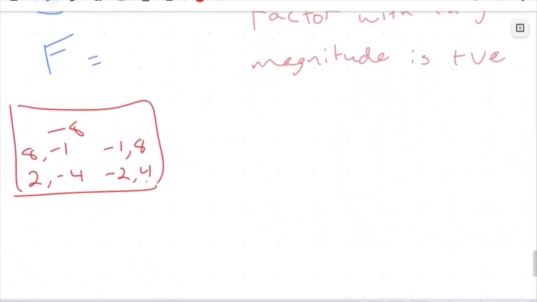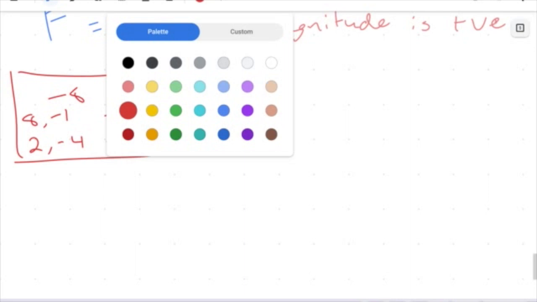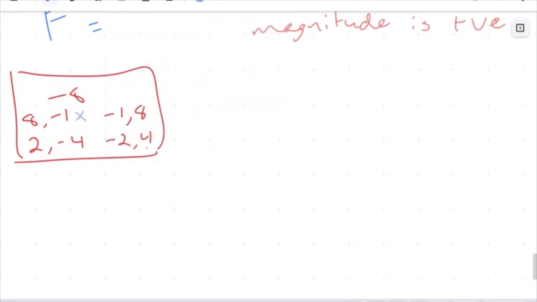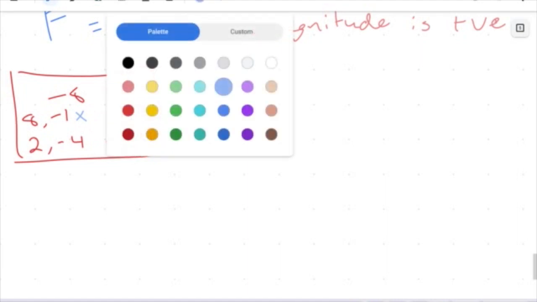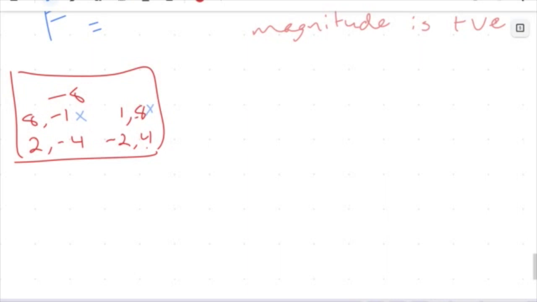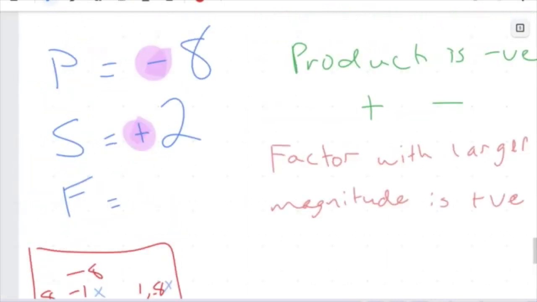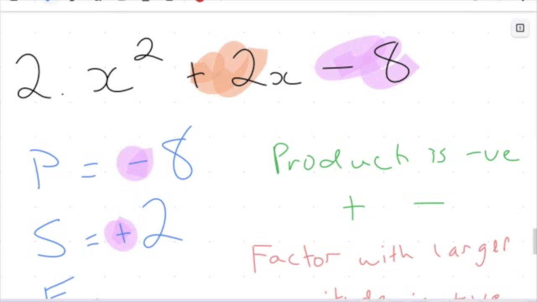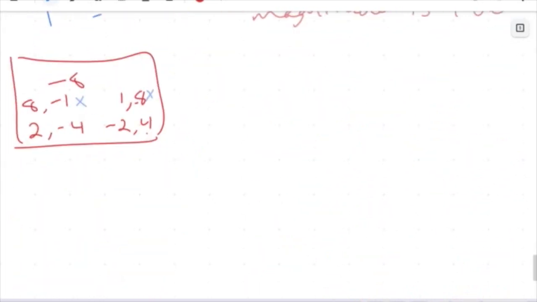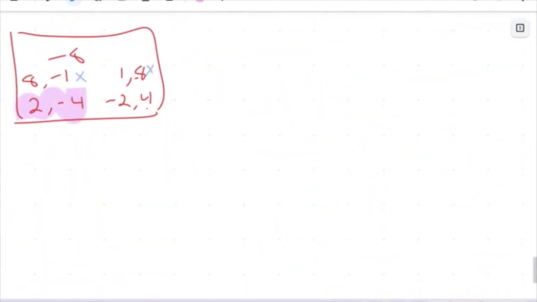Now, we can rule out the top two. Why? Because 8 minus 1 is going to give me 7, or 1 and negative 8, negative 8 plus 1, is going to give me minus 7. But we have a 2 here for my sum. So it's going to be neither of these. I have to choose between either this one or this one.